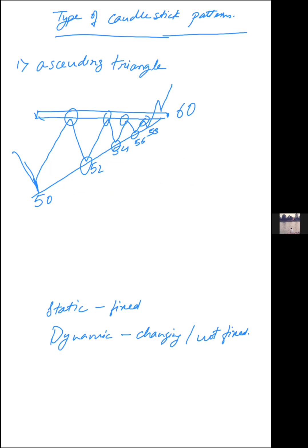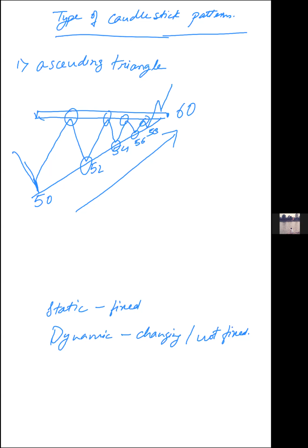The big reason is that at every dip, new buyers are entering. So buyers are trying to overpower the sellers. And this is why, in 99% of the cases, you will always see an upside breakout in an ascending triangle.